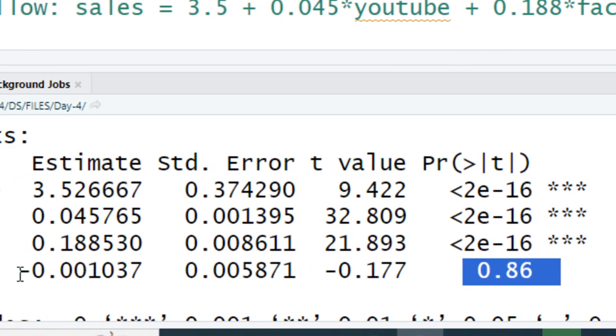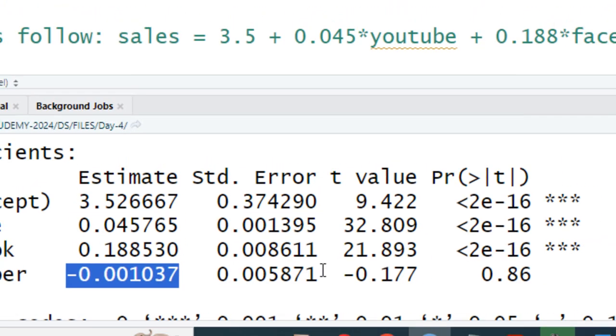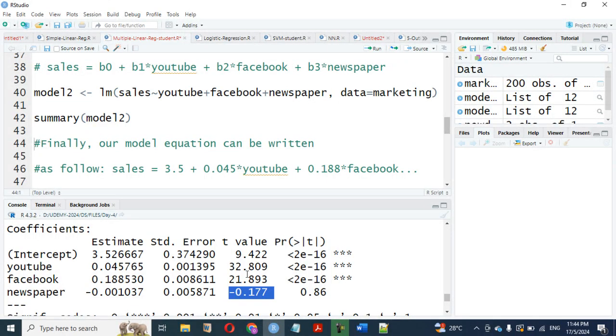In fact, the estimate is negative. Okay, it's a downward slope. You can see the T value also is negative here. All right, we show that it's a downward slope. Now, this is telling us that the budget spent on newspaper is not really significant with the sales. That's what it means. It means newspaper advertisement does not yield good sales. It means spending money on newspaper does not help the company.